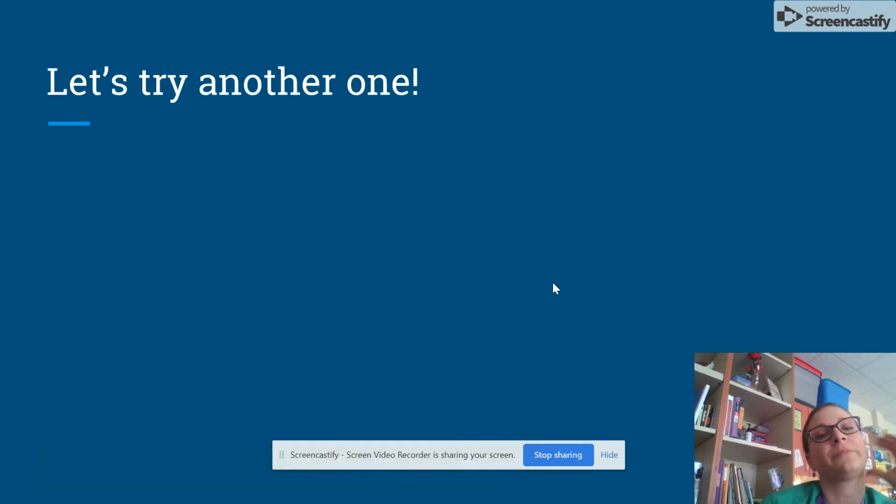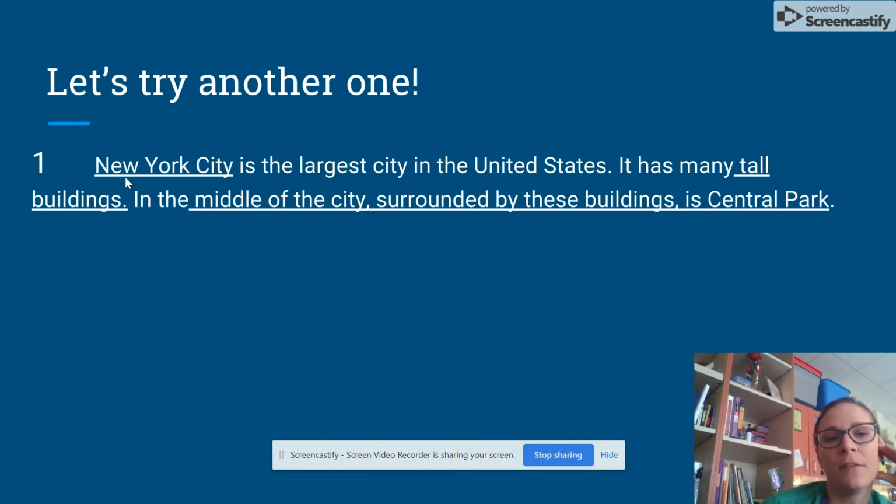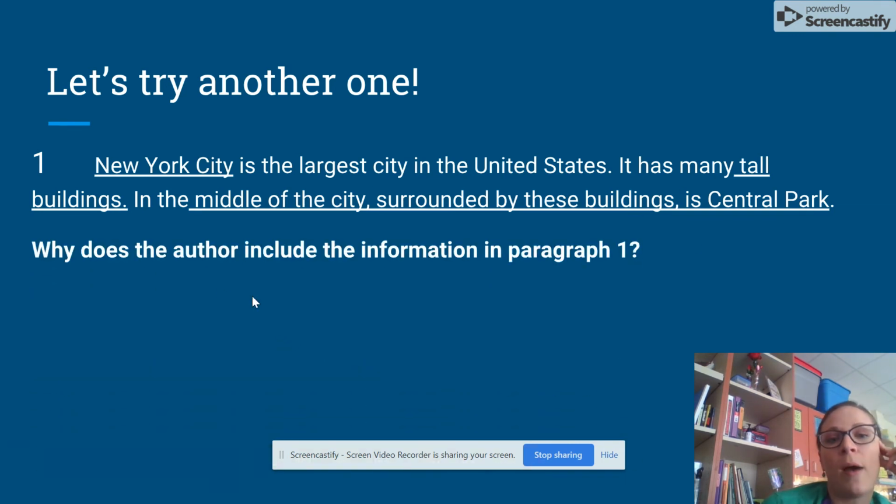Let's try another one. So here's your paragraph. New York City is the largest city in the United States. It has many tall buildings. In the middle of the city, surrounded by these buildings, is Central Park. I've already underlined your key details. New York City, tall buildings, middle of the city, surrounded by these buildings is another place called Central Park. So why does the author include this information in paragraph 1?